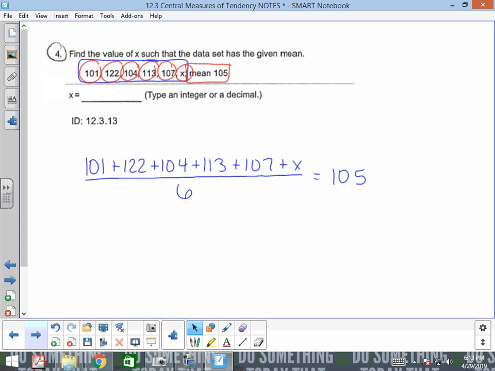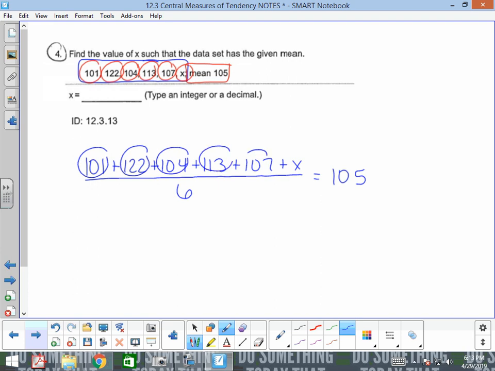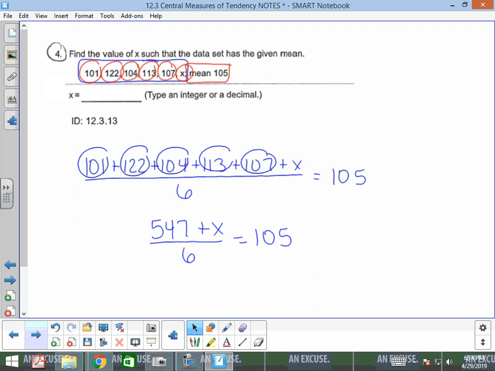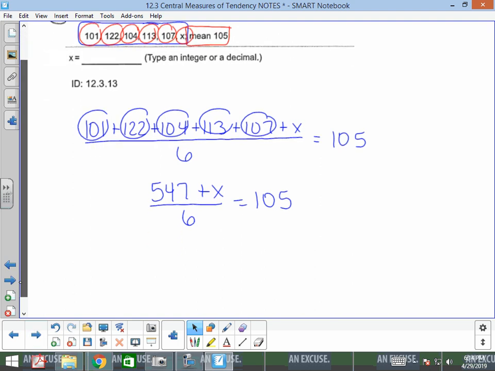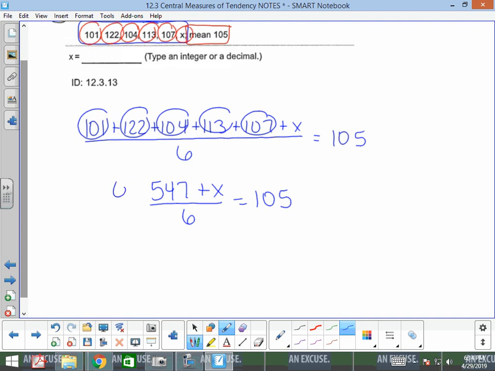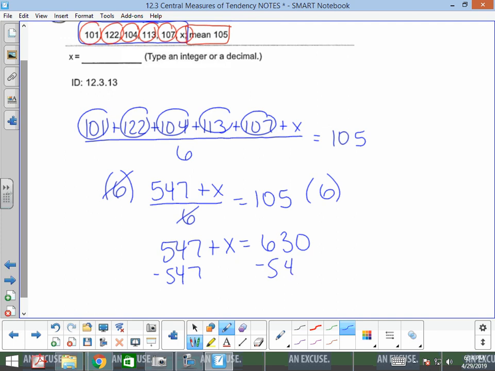So first we add all of the numbers except for X together. We're adding these 5 numbers together. Just use your calculator, add them together, and you get 547 plus X, over 6 equals 105. All right, now we want to clear our fractions. I'm going to multiply both sides by 6. Over here, the 6's cancel. So I get 547 plus X equals 630. Then subtract 547 from both sides. So X, the missing data value, is 83.